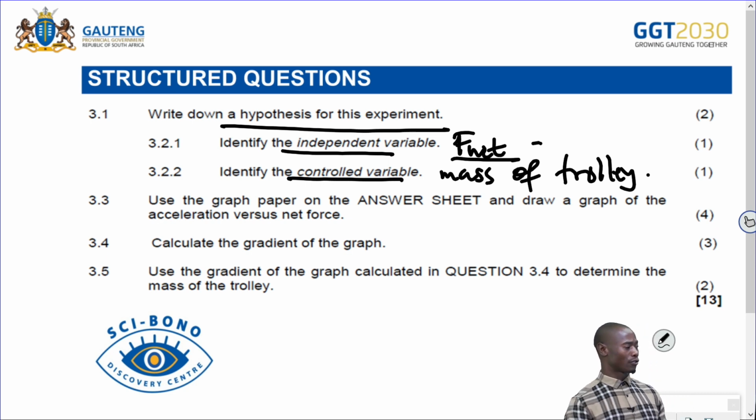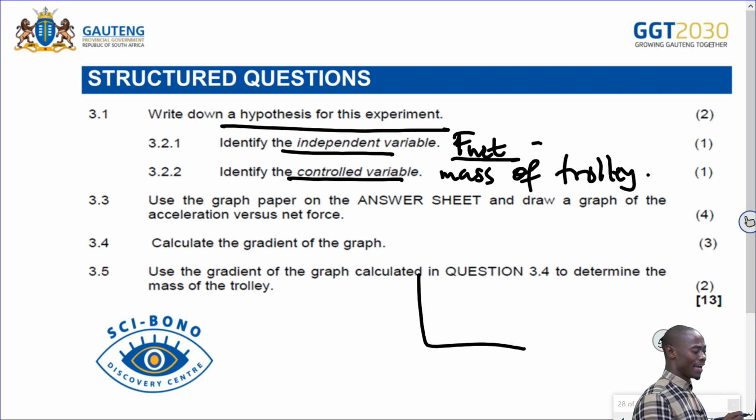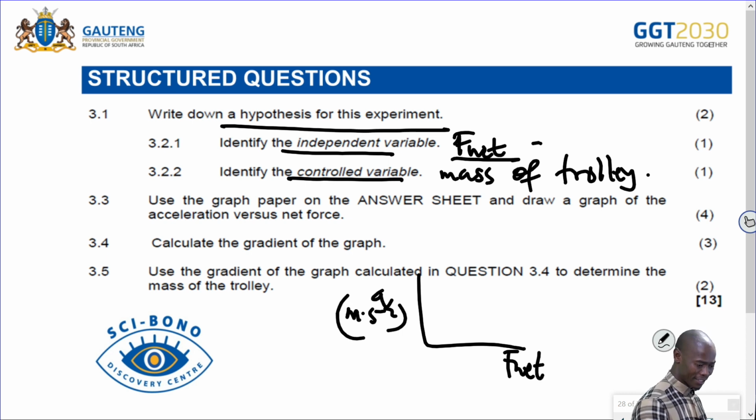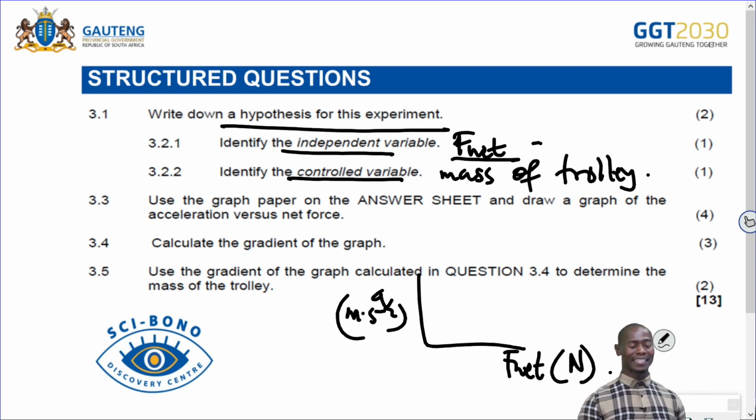So choose a correct what? Scale. And then your dependent is a, write the units also, so the symbol and the units. And then your independent is net force, the symbol. And then what is the SI unit? It's newtons. What am I expecting here? Choose the correct what? Scale.